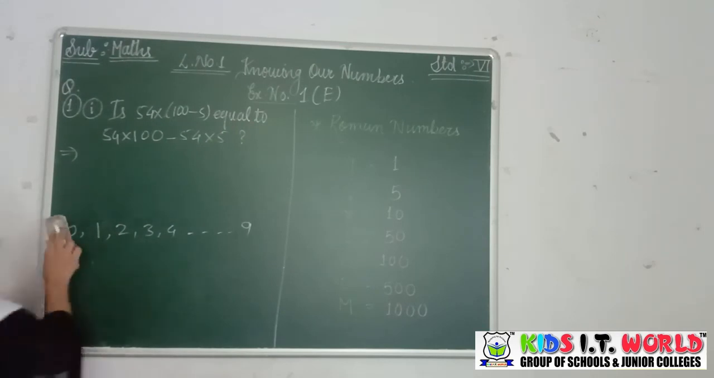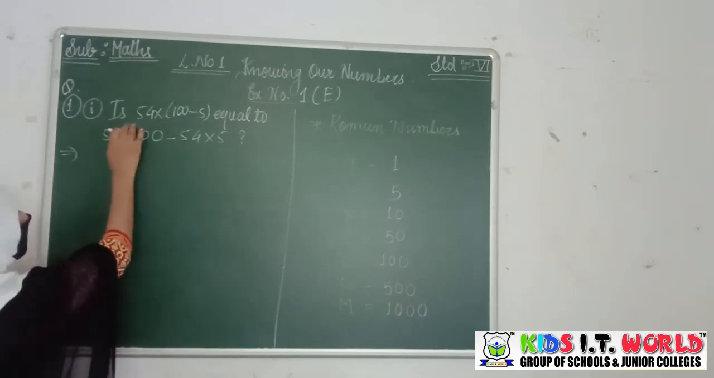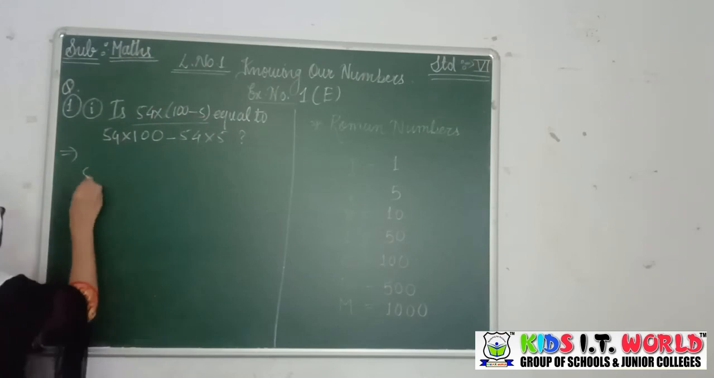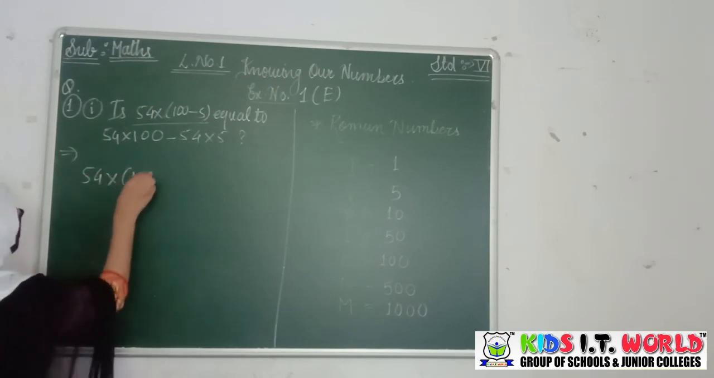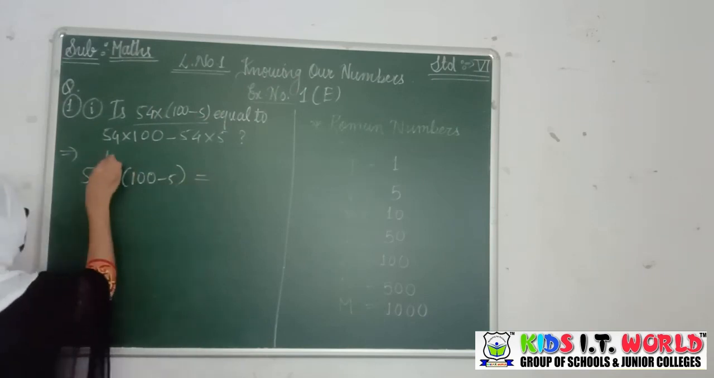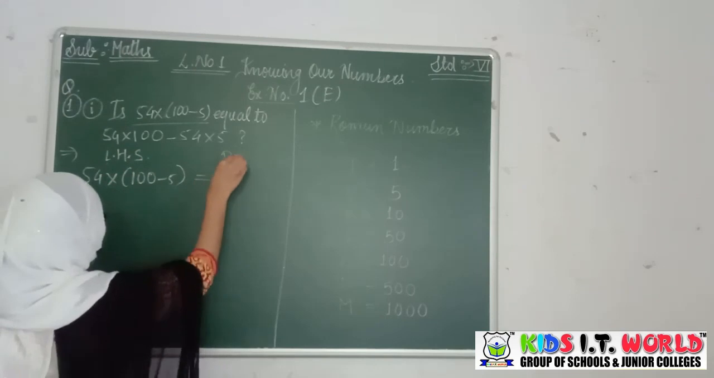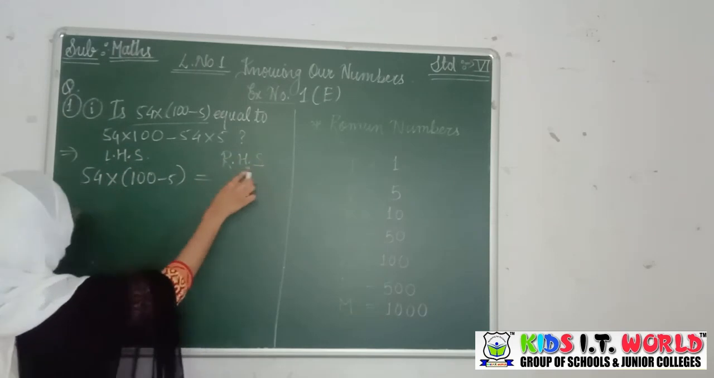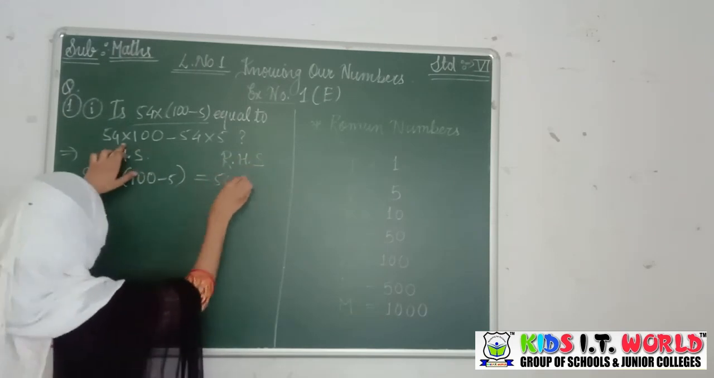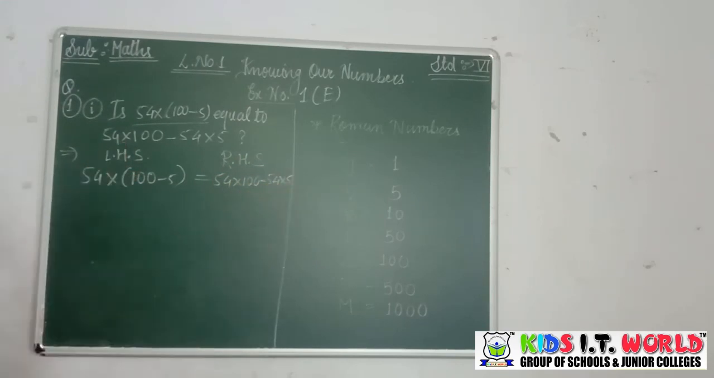First of all, what is LHS and what is RHS? LHS means left hand side. So on the LHS we will write 54 into 100 minus 5. So this is our LHS. It is called left hand side, and RHS is given to you, that is right hand side. It is 54 into 100 minus 54 into 5. Here we have written whatever is given to you in the question, LHS and RHS.